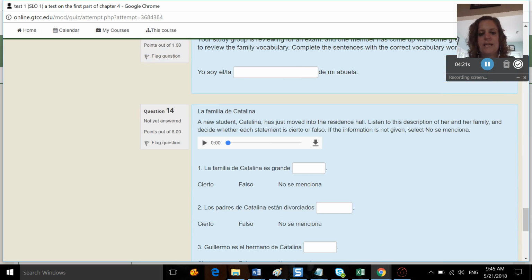La familia de Catalina, a new student. Catalina has just moved into the residence hall. Listen to this description of her and her family and decide whether each statement is cierto or falso. If the information is not given, select no se menciona. So you'll write cierto, falso, or no se menciona in the blank after listening to this audio about Catalina.